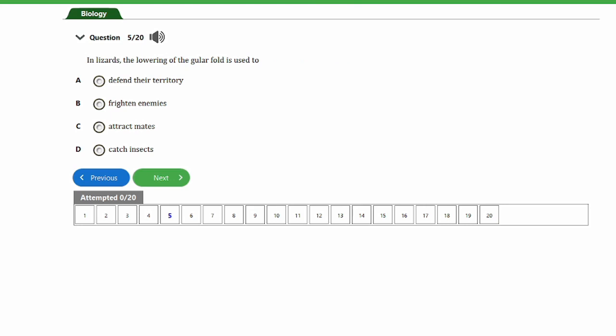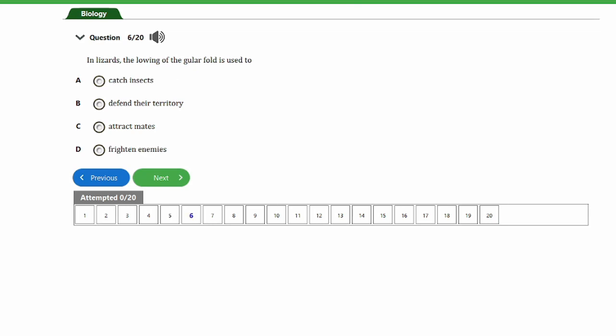Question number 5. It says, in lizards, the lowering of gular folds is used to A. Defend their territory, B. Frighten enemies, C. Attract mates, D. Catch insects. So guys, the answer to this question is option C, and that's attract mates. So let's look at the next question.